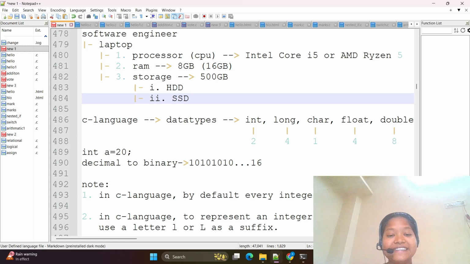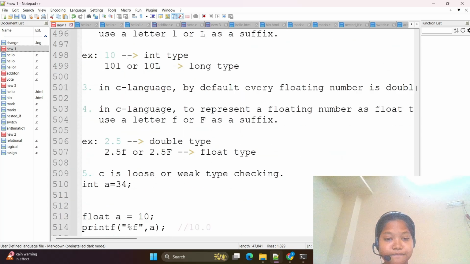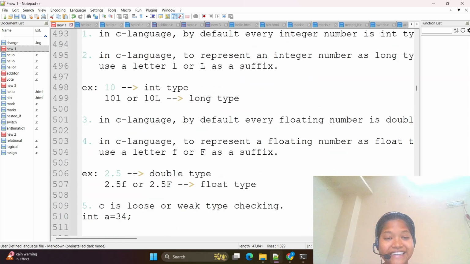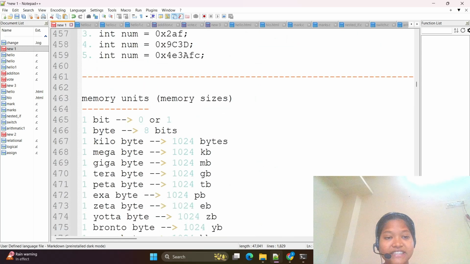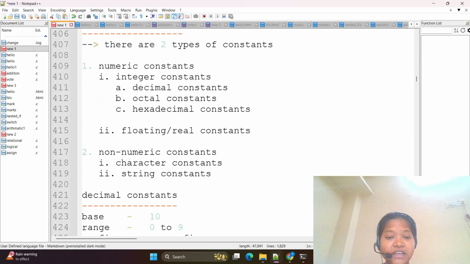And in C language data types are there, like int, long, char, float, double. These are data types. Let me tell you guys, I think this much we have completed.